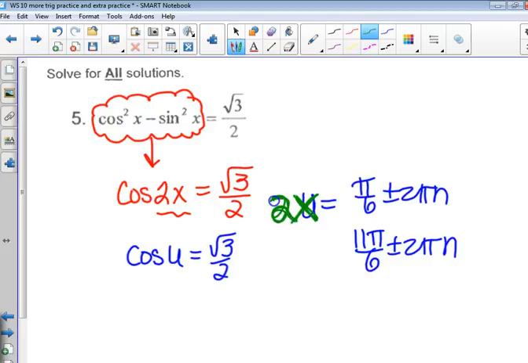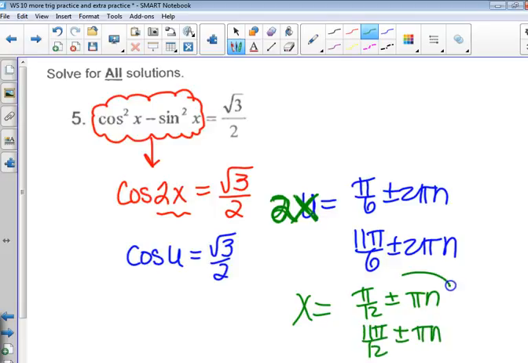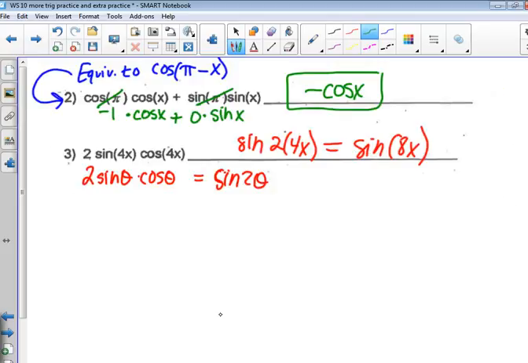So if I replace U with a 2x, what do I have to do to these answers to find x? Yeah, I have to find half of all that. What's half of a pi over 6? Pi over 12, and half of a 2 pi n is a pi n. Half of 11 pi over 6 would be... yes. Yep. Let me go over that. I got 30 seconds. I'm going to go back to this question I was just doing a second ago that I made up.